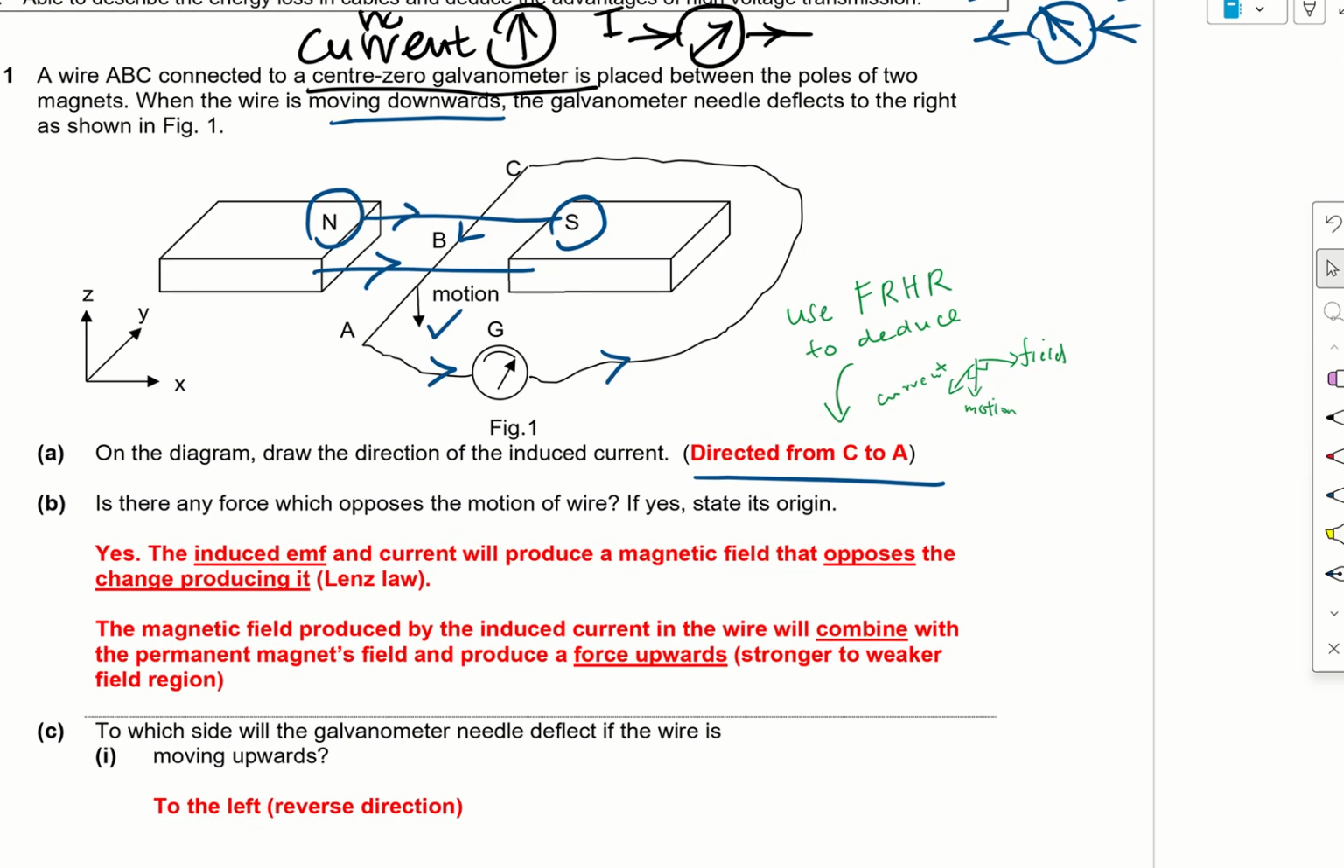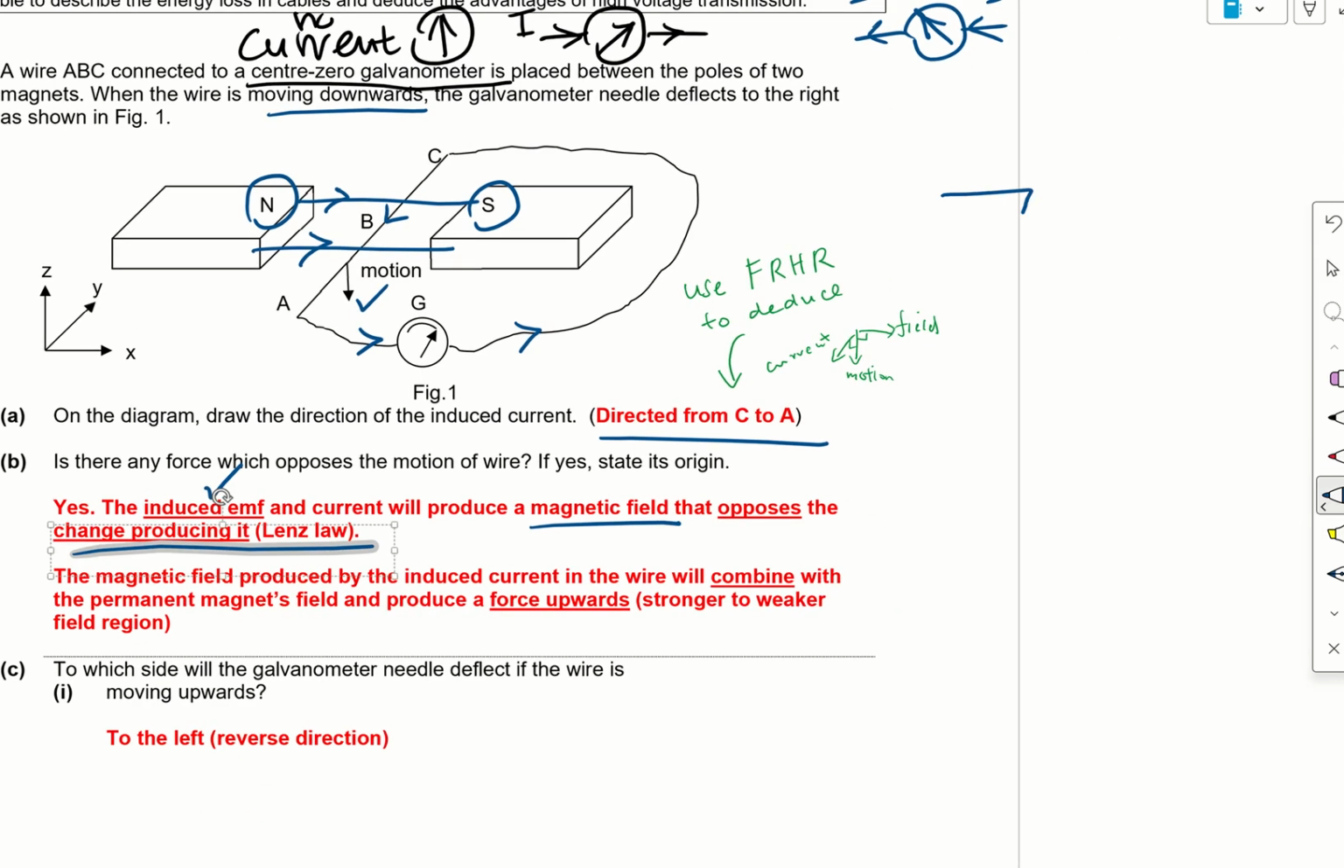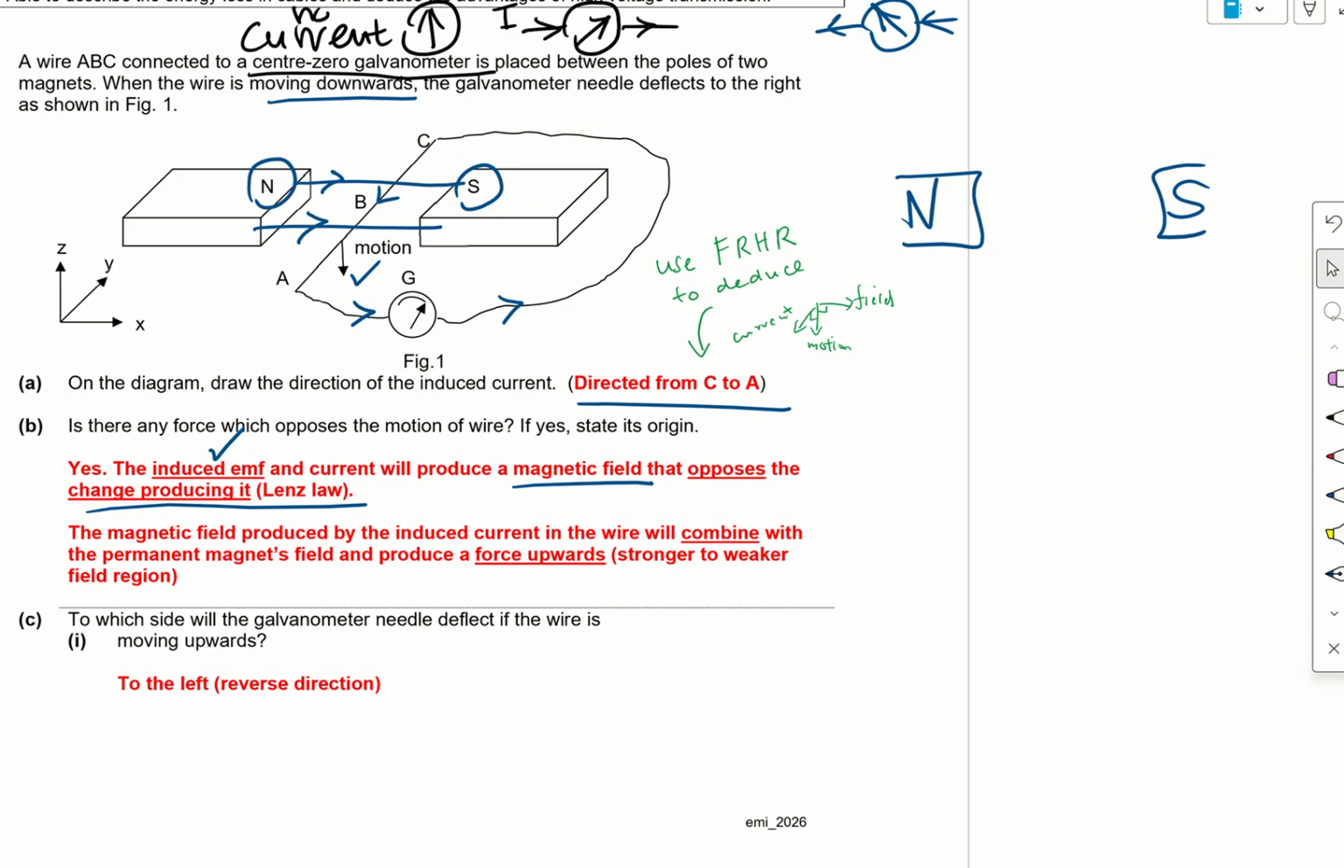Now, is there any force which opposes the motion of the wire? Yes. The induced EMF and current will produce a magnetic field that opposes the change producing it. So this is actually Lenz's law. But first, maybe we explain why there is an induced EMF. This is in accordance with Faraday's law.